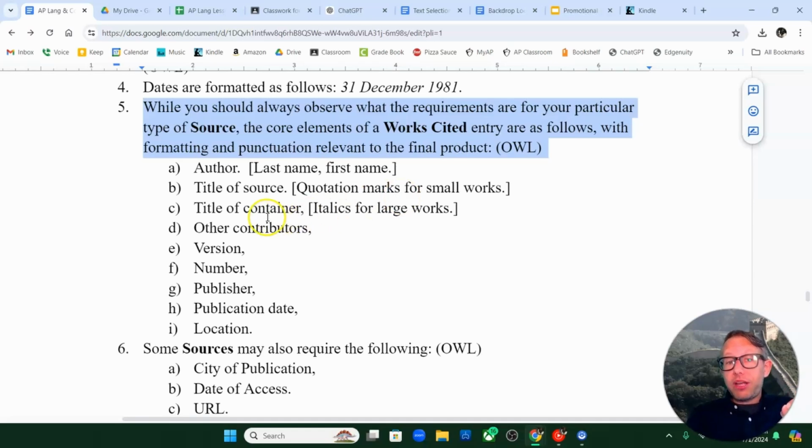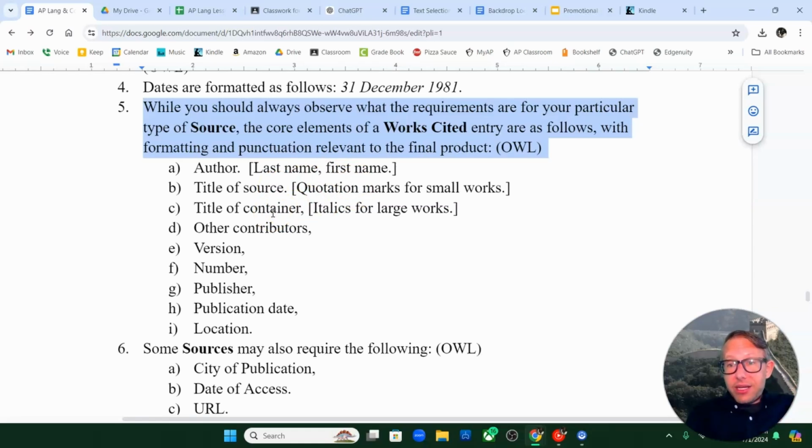It's only going to be a small work if there is a container. But if it is a small work, then it's of course going to be in quotation marks. Remember, if it's a large work, it's going to be in italics. So just to put that into perspective, if there is a container of some sort, like if it's a collection of poems and you're using one poem, or if it's a collection of short stories and you're using one short story, that short story or poem is going to be in quotation marks. And then, of course, the collection name is going to be in italics.